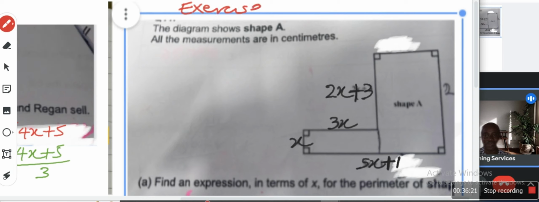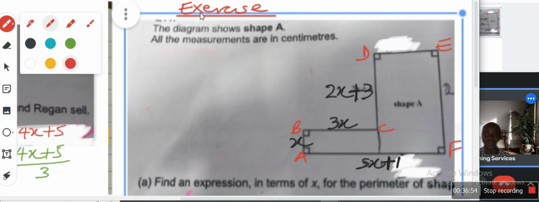By the way, just a simple hint. How do you find perimeter? Perimeter is distance round, is it not? So you start from a particular point and go around. Assuming we call here A, B, C, D, E, F, and back to A, we walk around from A to B, B to C, C to D, D to E, E to F, F back to A, and add up everything. That's perimeter. The perimeter means distance all around.